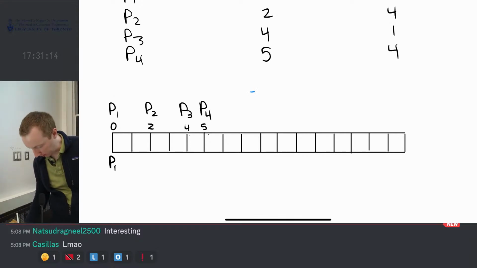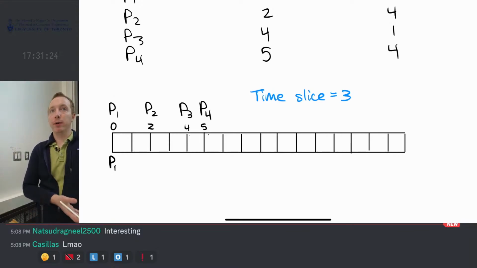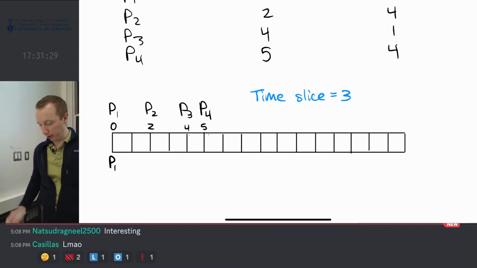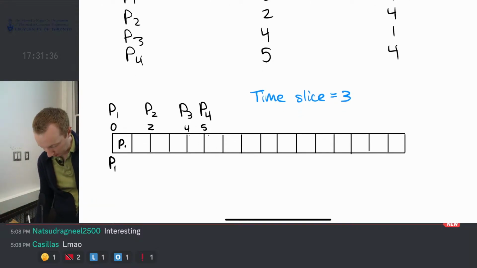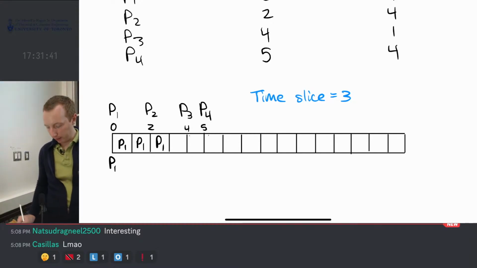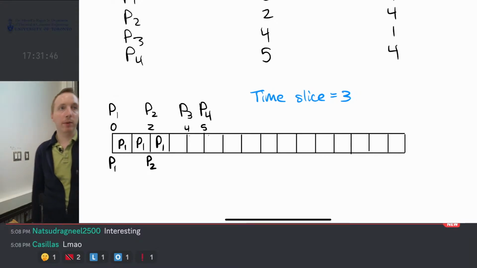And here our time slice is equal to 3. So P1 is the only thing to run, so we would run it for 3 time units unless it terminates early. But in this case, its burst time is 7, so it's going to still want to run after its 3 time units. So we would schedule it for 3 time units. And at time 2, our queue would be empty and P2 would arrive. So it would be the first thing in the queue.